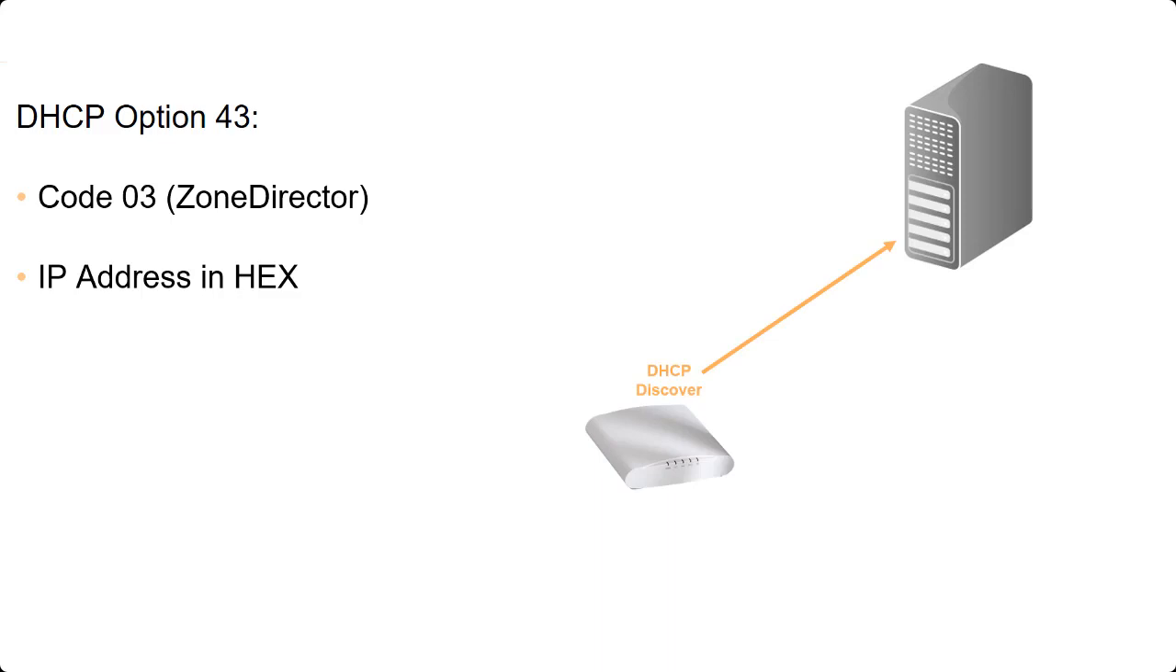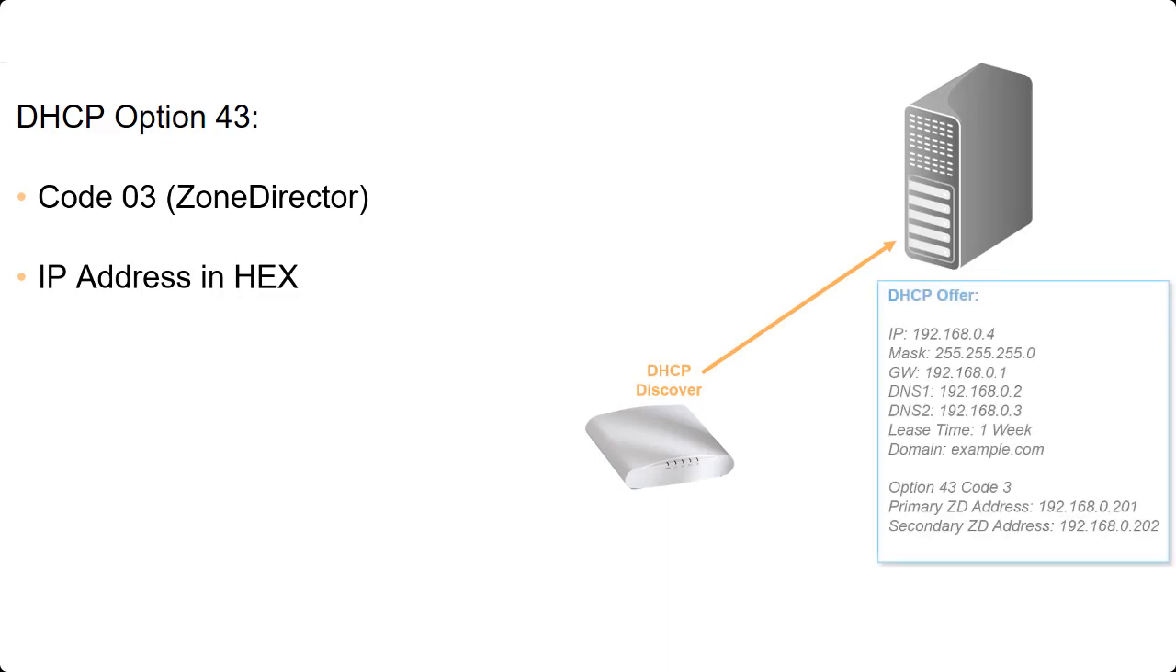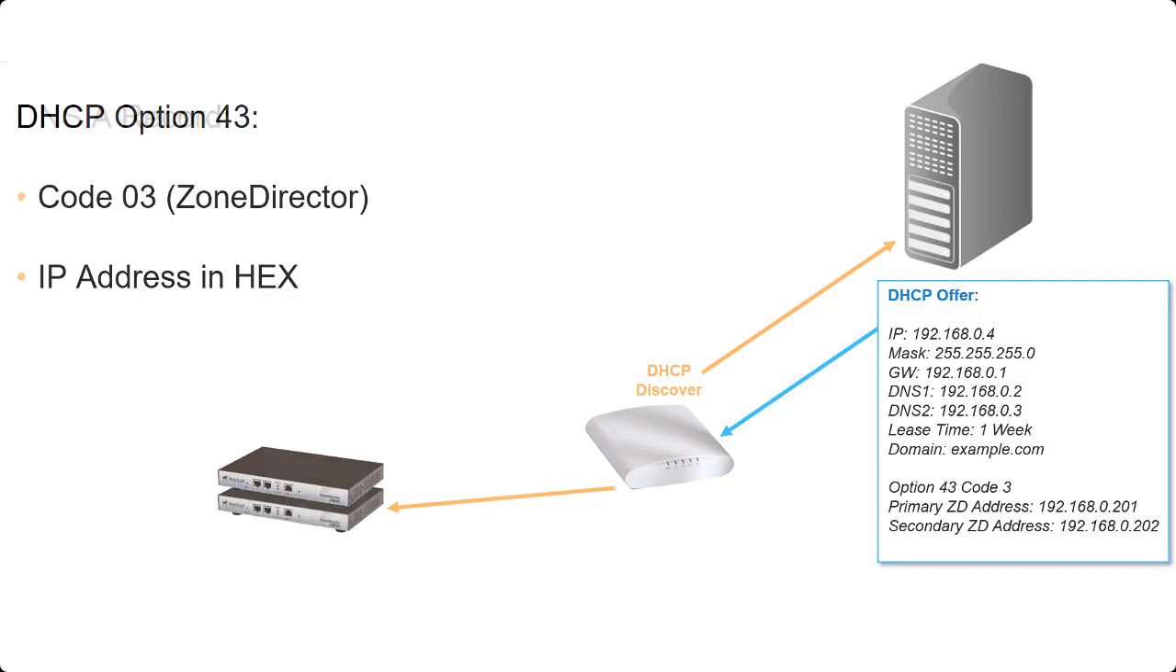The access point powers on and does a DHCP discover, and the DHCP server responds with all the relevant IP information, including the ZoneDirector addresses under option 43 code 3. So the access point now has the ZoneDirector or ZoneDirector's addresses and can contact them directly.